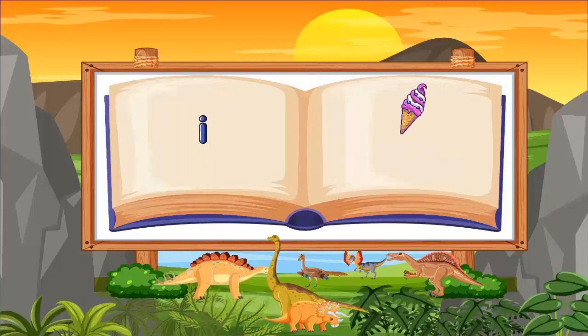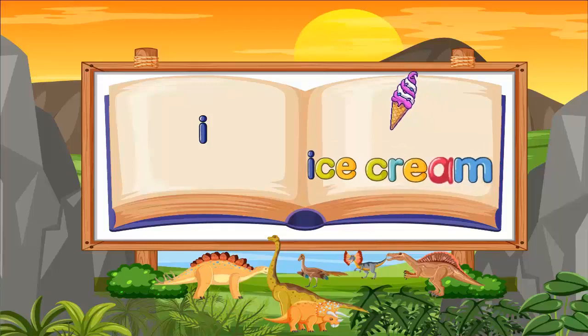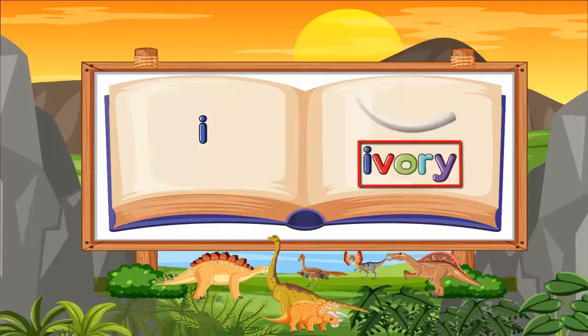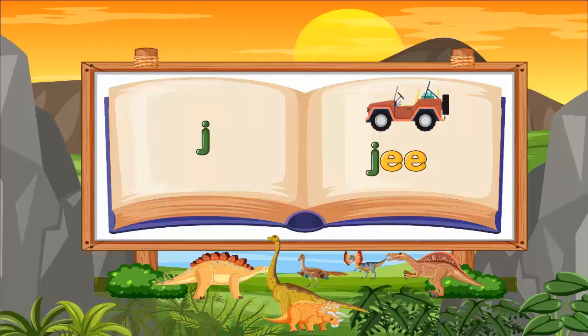I for ice cream. I C E C R E A M ice cream. I for ivory. I V O R Y ivory. We are going to learn words starting with the letter J. J for jeep. J E E P jeep.